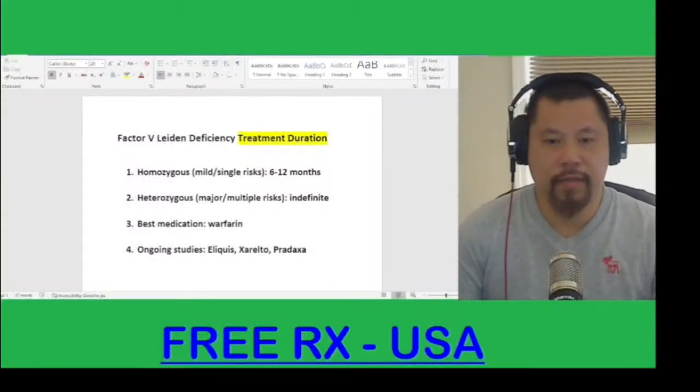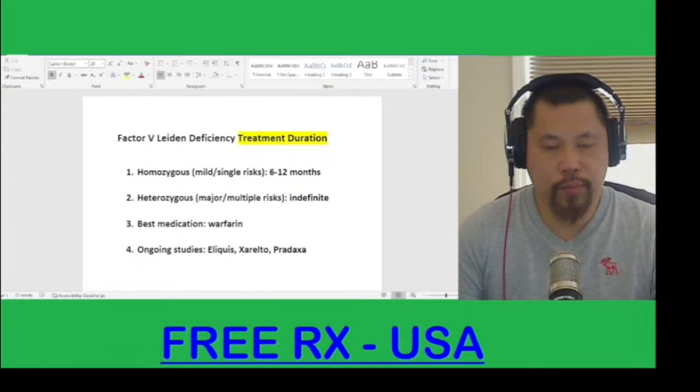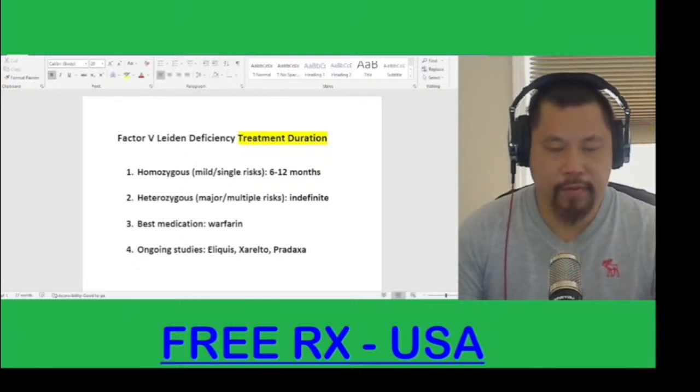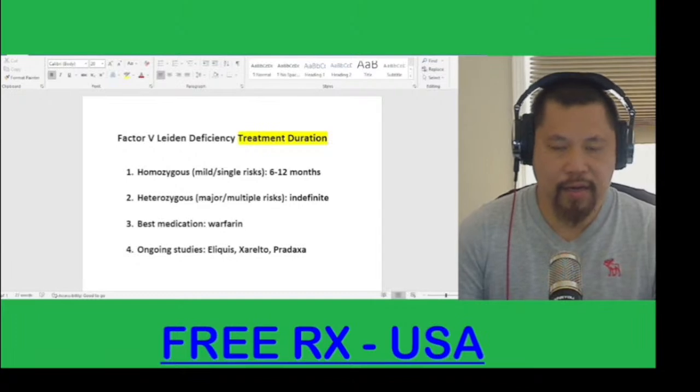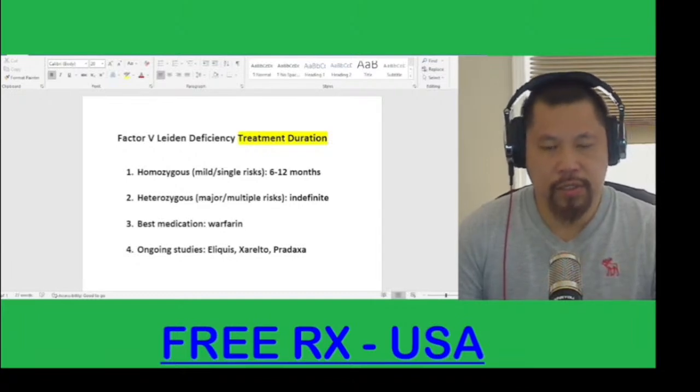Factor V Leiden deficiency treatment duration. What is factor V Leiden deficiency? This is a blood clot disorder. It is one of the hypercoagulable states. There are two types of factor V Leiden deficiency. The first one is homozygous factor V Leiden deficiency. This is a single risk of having blood clots.